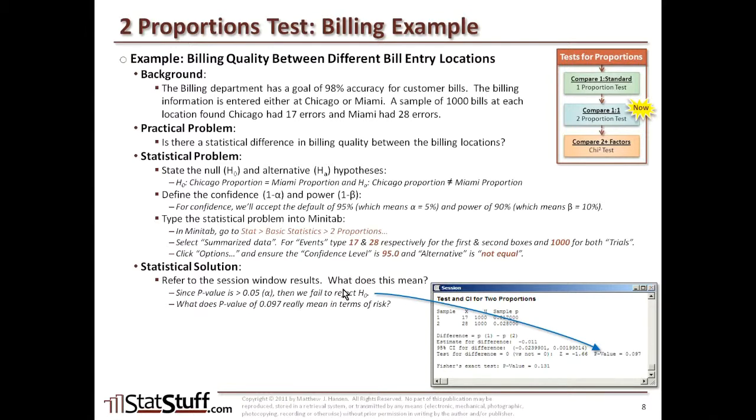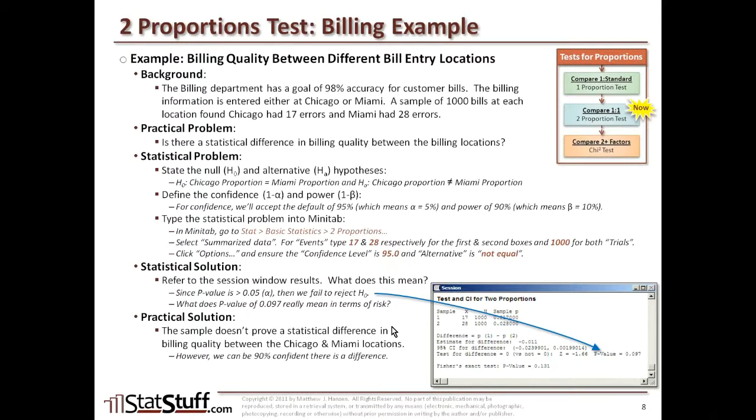In this case, it does not exceed my beta risk, and because of that, I need to be cautious that maybe there's more I need to research. Maybe I need to collect more samples or do something different, because I'm very close to my beta risk threshold that I'm willing to accept. So from a practical standpoint, what it really means is the sample doesn't prove. The 1,000 sample bills that we have from each location is not enough to prove a statistical difference in the billing quality between both Chicago and Miami.